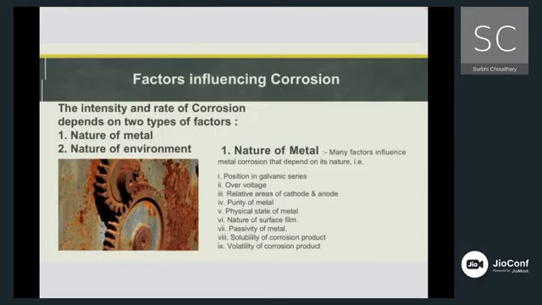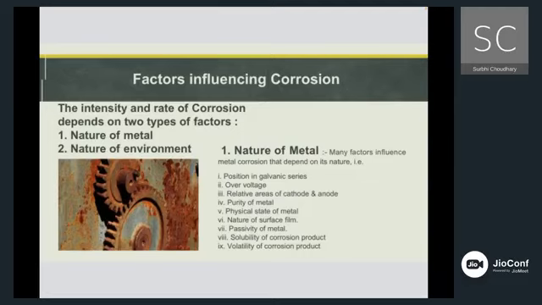First, we are talking about the nature of metal. There are certain characteristics which influence the rate and intensity of corrosion. See students, there is a difference between the words rate and intensity. Rate means the speed of corrosion: in how many days and how many hours the metal corroded, that is the rate of corrosion. And intensity is how deeply the metal corroded from the surface.